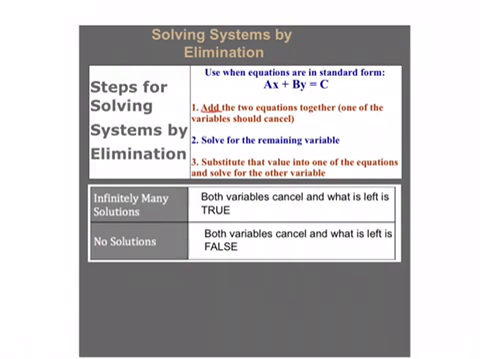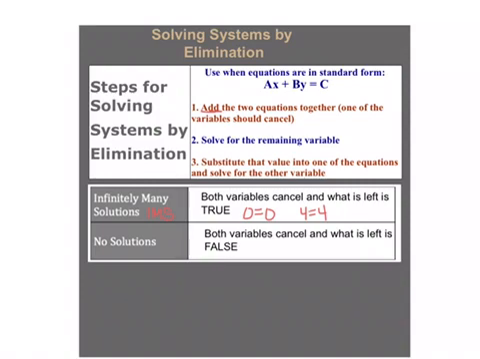There's some special cases we do have to watch out for. We can have infinitely many solutions. So that's going to look like if you were to solve an equation, both variables are going to cancel out, and what you have left is true. So that's going to look like a 0 equals 0 or 4 equals 4. Those are true statements, so that would tell me I would have infinitely many solutions, and we tend to write that as IMS.